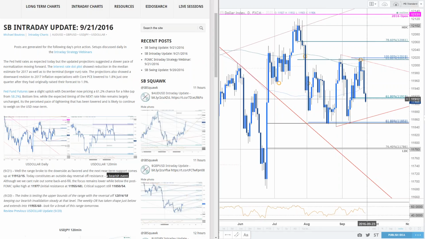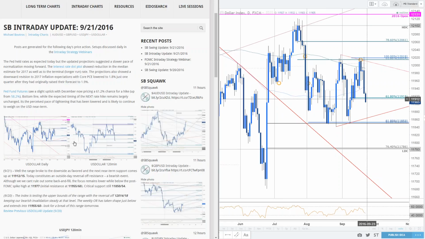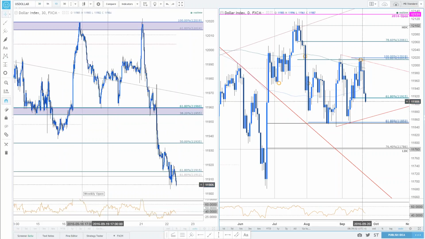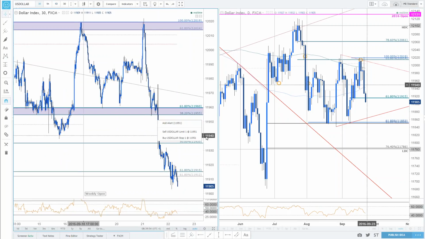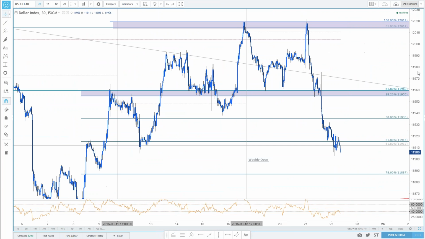But to get back to price action, we were looking for further weakness, near-term support 11,915. That level coincided with a nice Fibonacci confluence here. 11,912 into 15 was our first area of support that we'd be looking for on a continuation lower. Well, we're breaking below that now. Here's what it looks like.